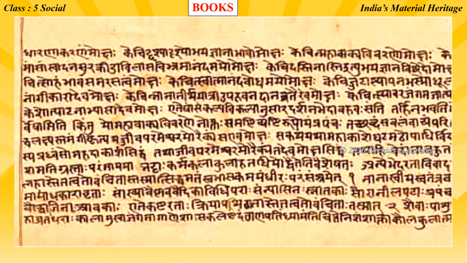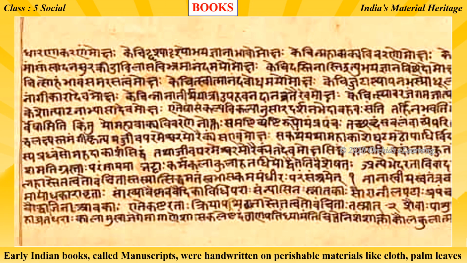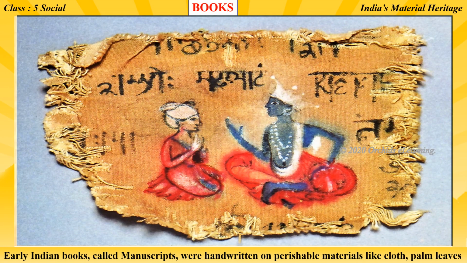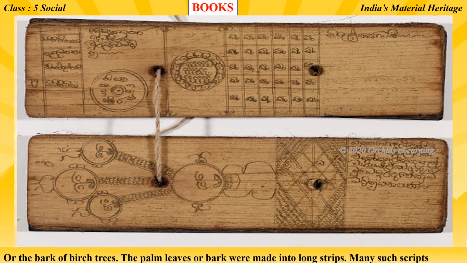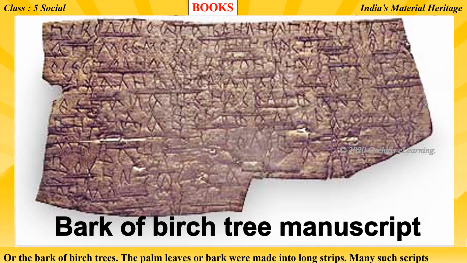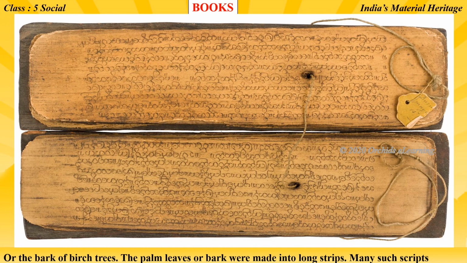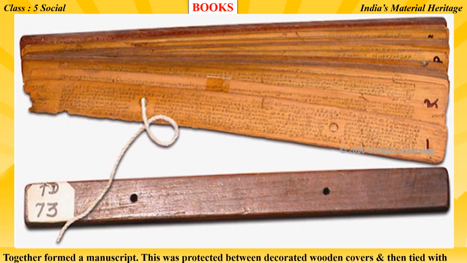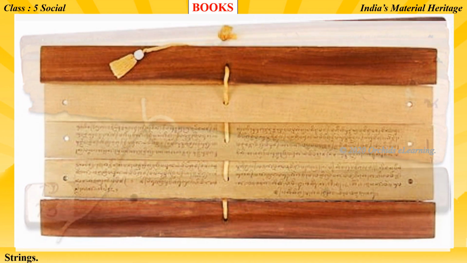Books. Early Indian books, called manuscripts, were handwritten on perishable materials like cloth, palm leaves, or the bark of birch trees. The palm leaves or bark were made into long strips. Many such strips together formed a manuscript. This was protected between decorated wooden covers and then tied with strings.